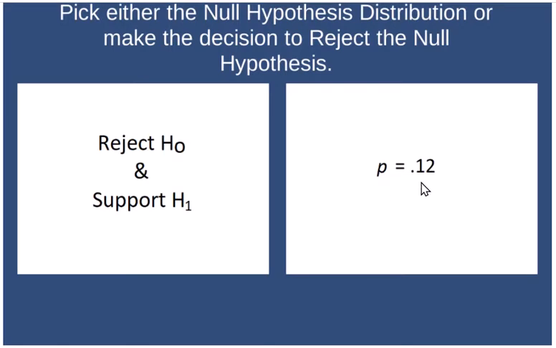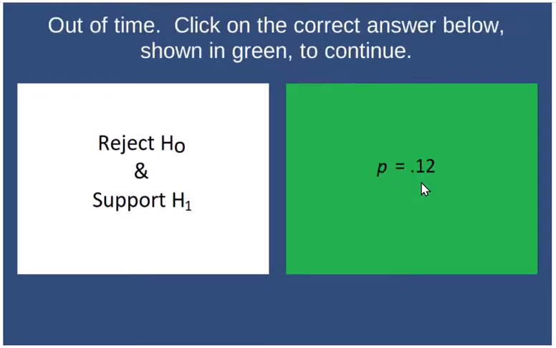Okay, for a p-value of 0.12, we'll go ahead and retain the null because that's greater than our alpha level. I know 0.12 isn't particularly strong evidence that the null hypothesis should be believable, but we're just saying, hey, as long as it's greater than 0.05, we'll believe the null hypothesis distribution.